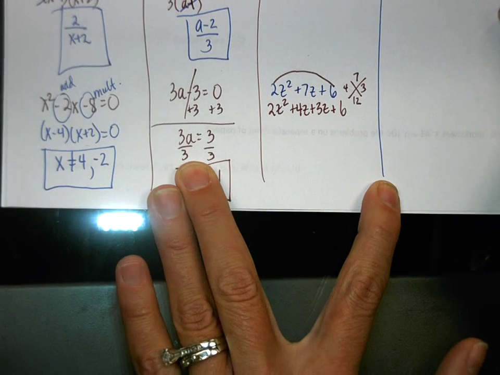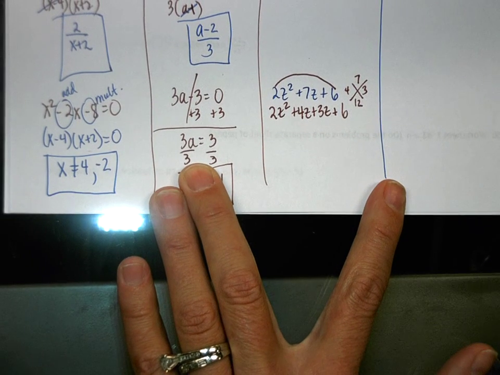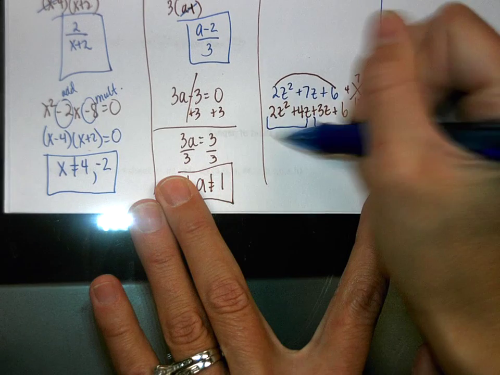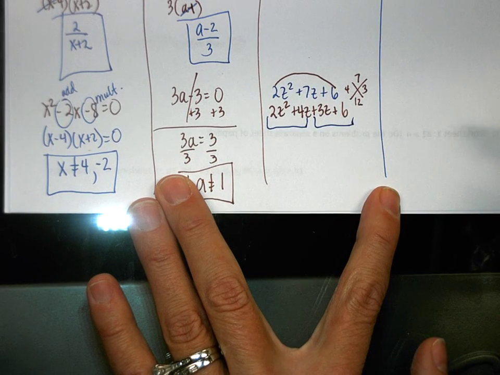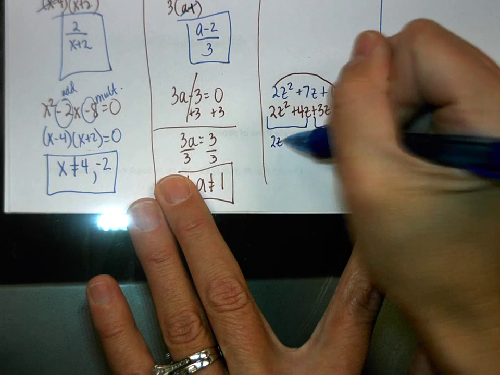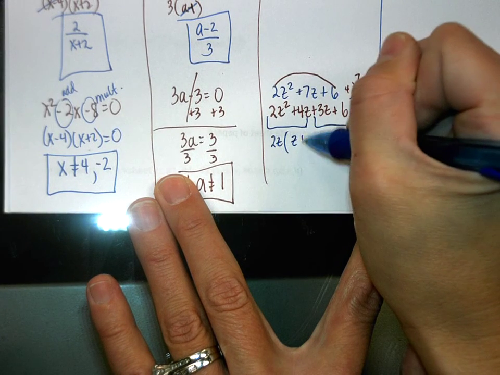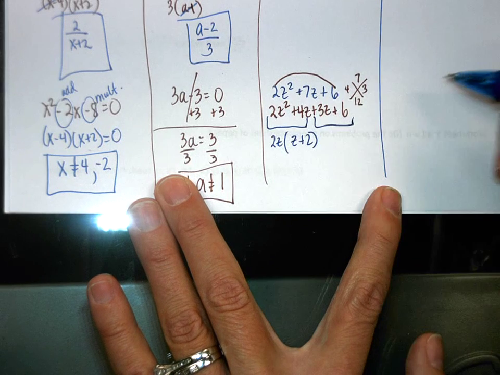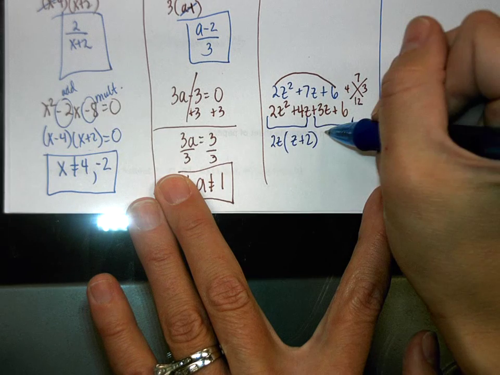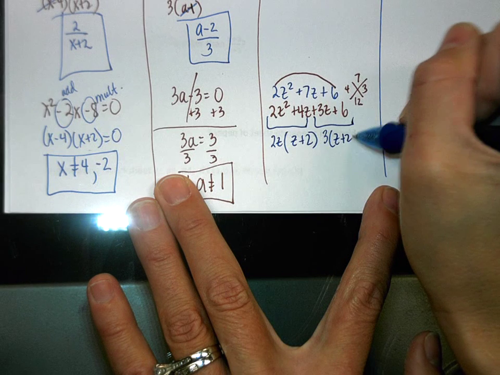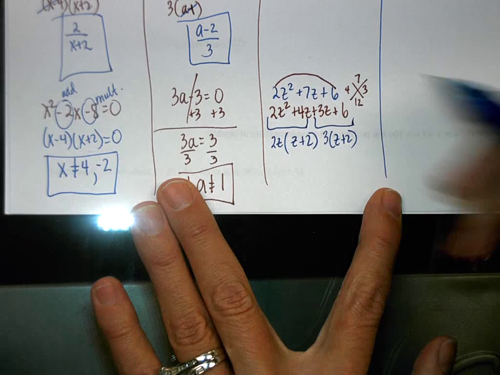Okay, and then at this point, how do I factor it? Good, grouping. We take out our GCF of each group. And so my first group here, what's my GCF? 2z. And I'm left with z plus 2. My second group, what's my GCF? 3. And I'm left with? Good. And so how does this end up factoring? What do you do next?